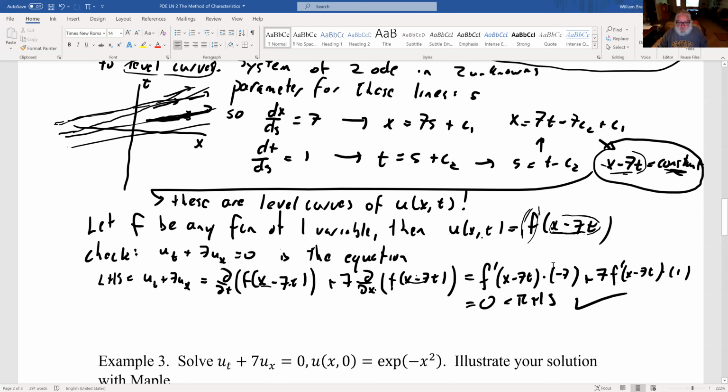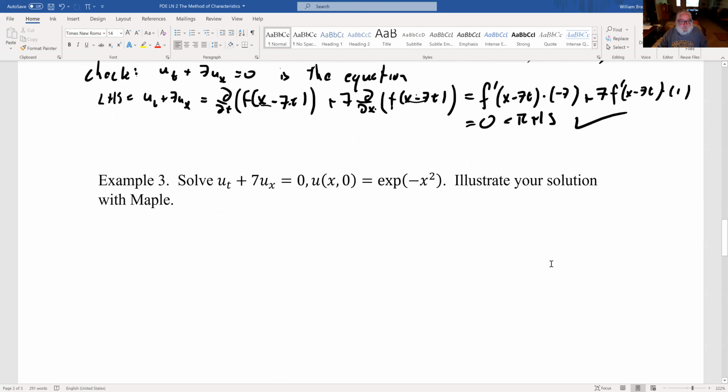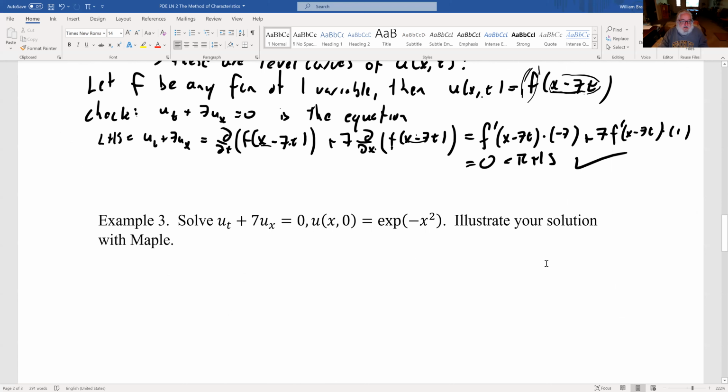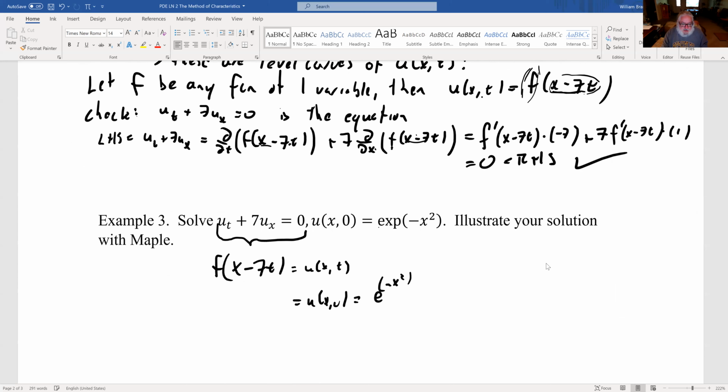Okay, so how do we fit this with Maple? Well, we found that the solution to this is any function of x minus 7t. But we want u of x comma 0 to be equal to e to the minus x squared. The exp here stands for exponential, which stands for e raised to that power. And so we want that to be equal to f of x. This is our function of one variable that we chose.